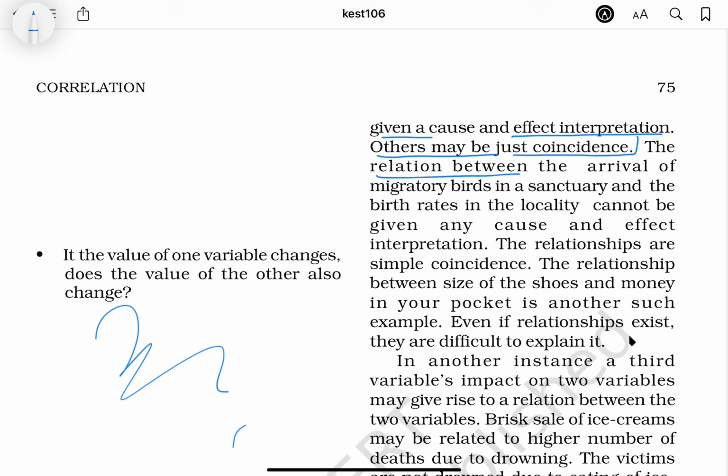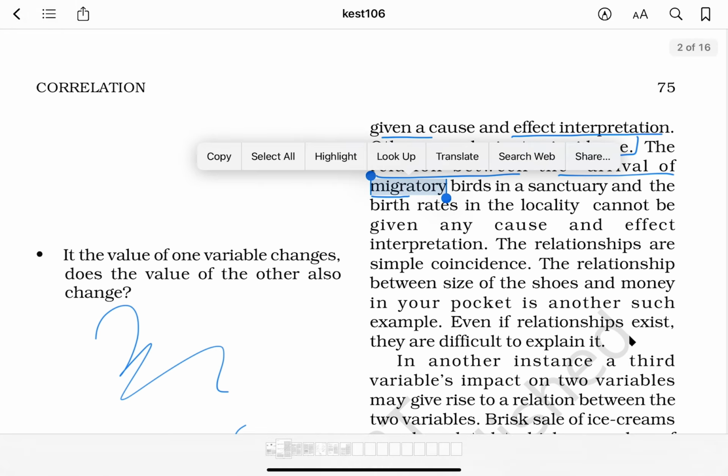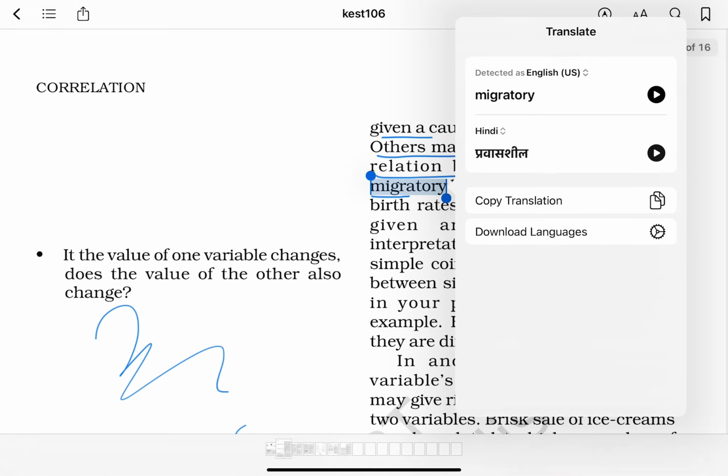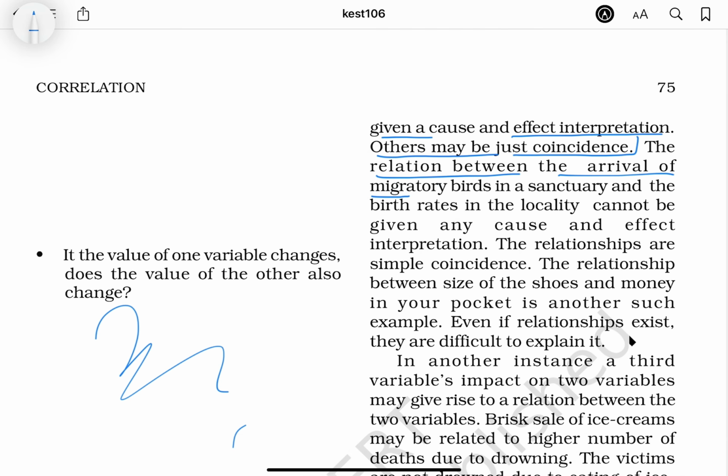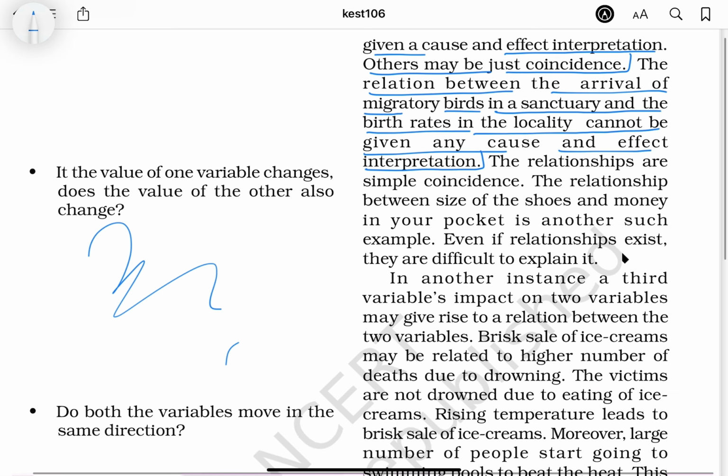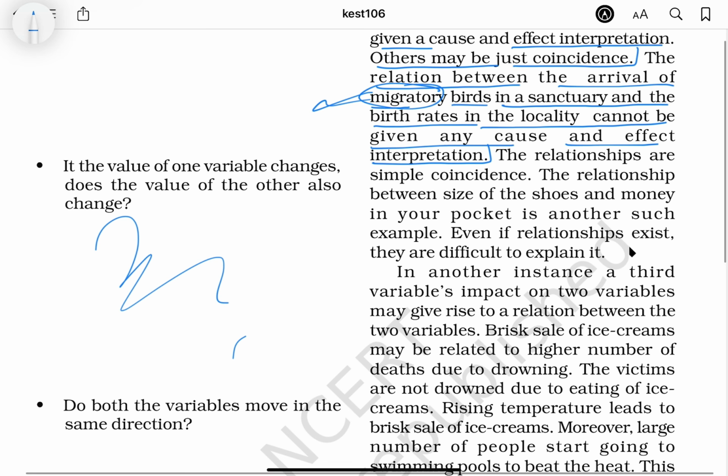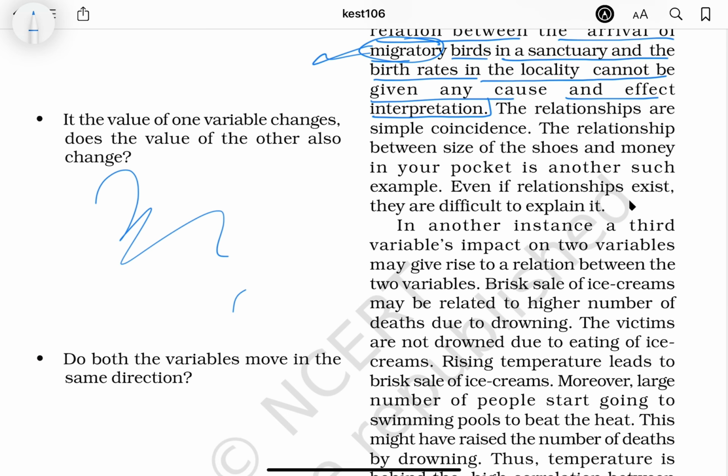The relationship between the arrival of migratory birds in a sanctuary and the birth rates in the locality cannot be given any cause and effect interpretation. Migratory means birds that keep moving from one place to another. The relationships are simple coincidence.